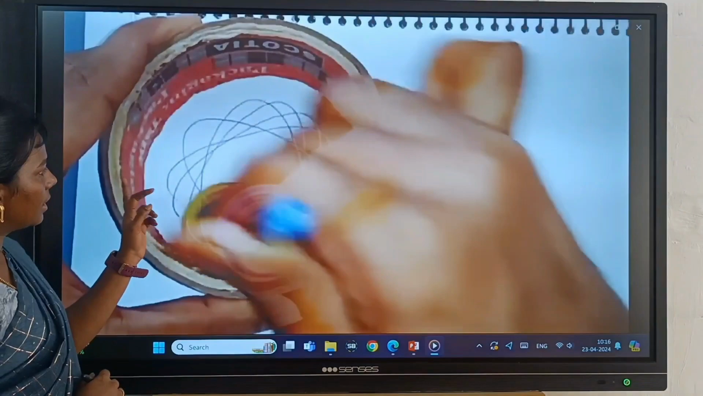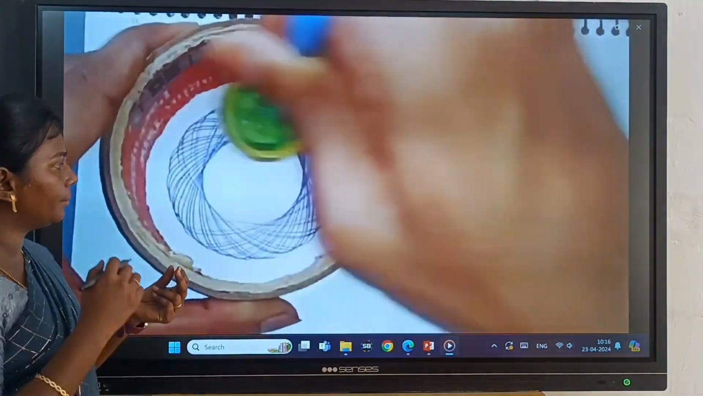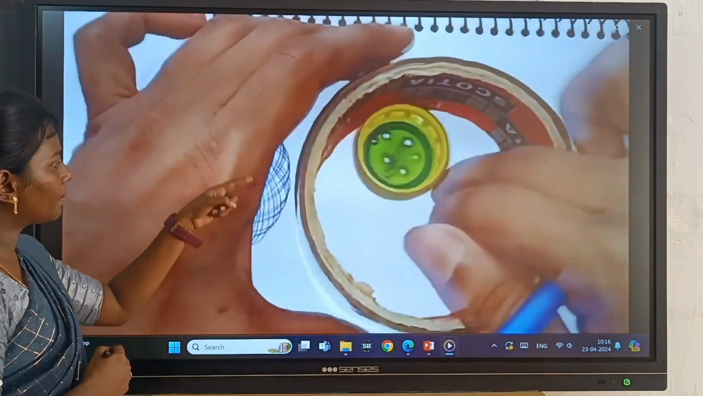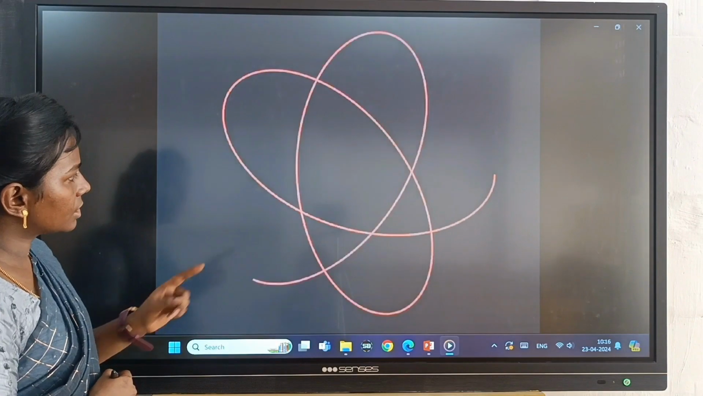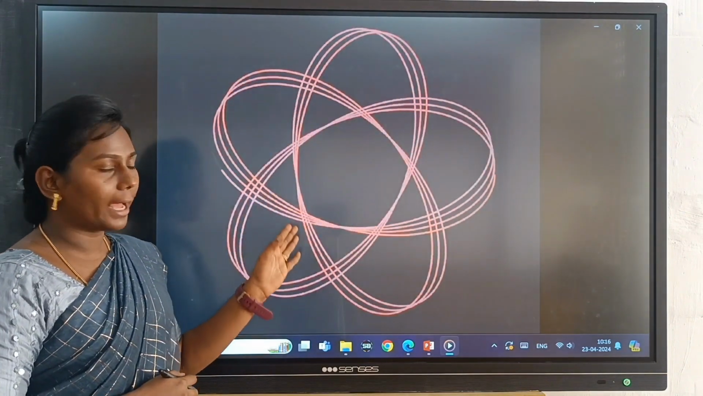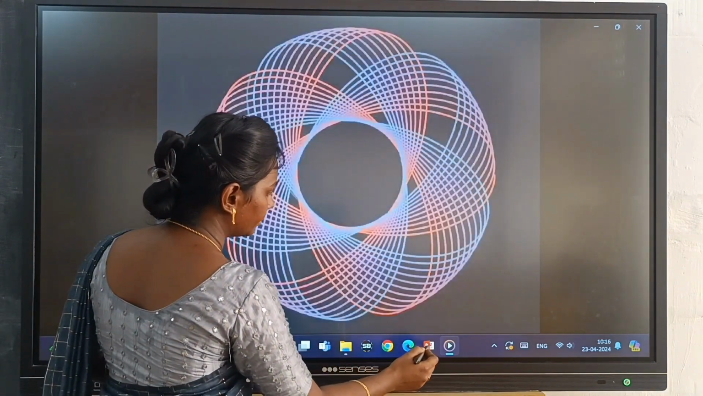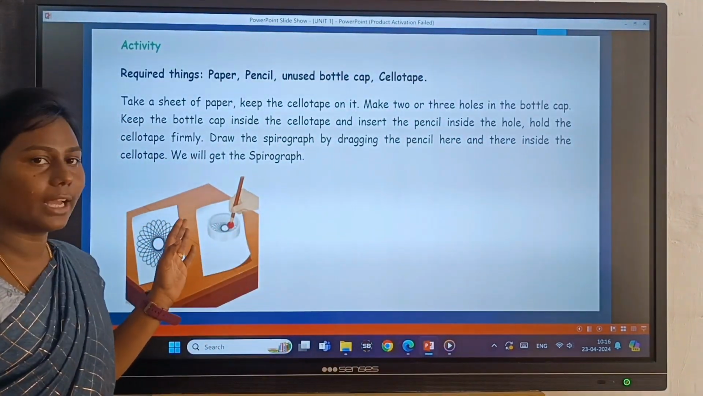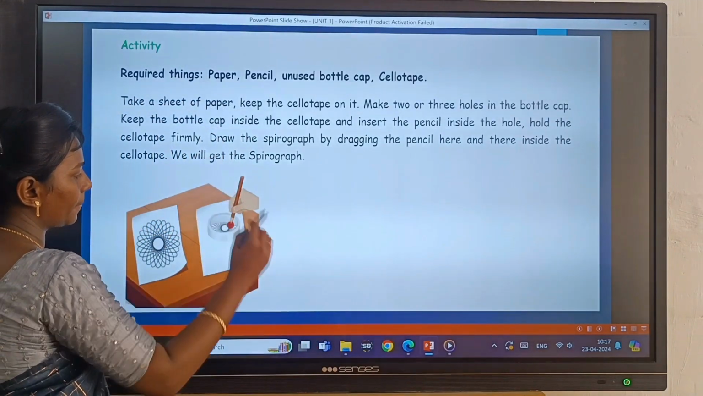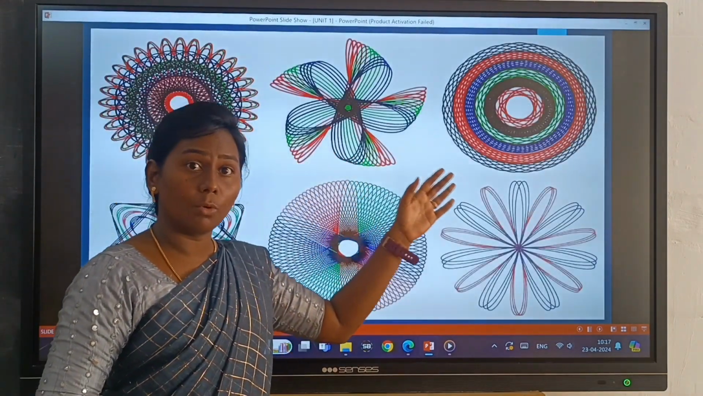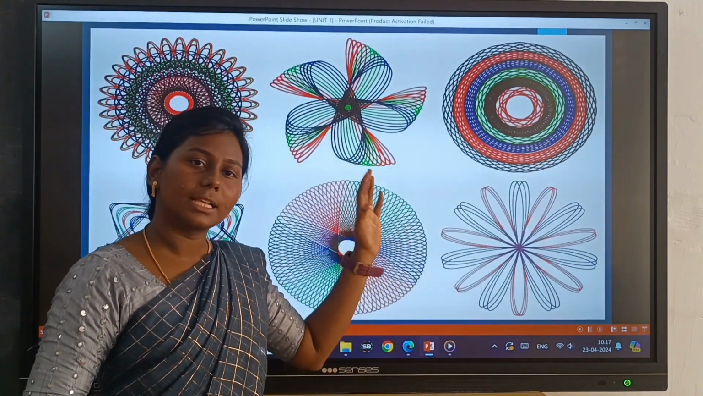See, using sellotape, a water bottle cap, and a pen, they are making a spirograph drawing. See, it is a spirograph drawing. So you have to try it at your home, children. Now, next, these are the most famous, most important examples of spirograph.